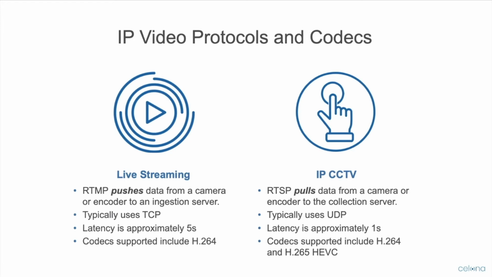IP CCTV tends to be a pull. It'll be a network video recorder somewhere on your network that is discovering cameras and then requesting the footage from them, and traffic from cameras to the NVR typically will use UDP.